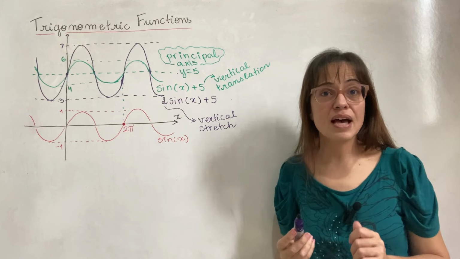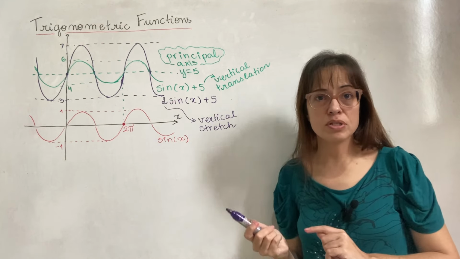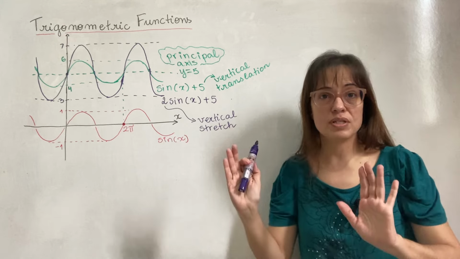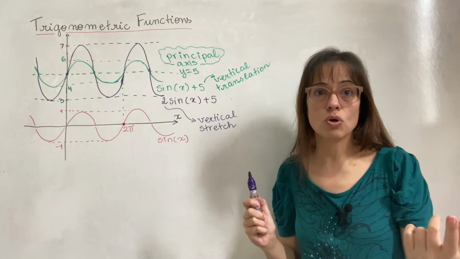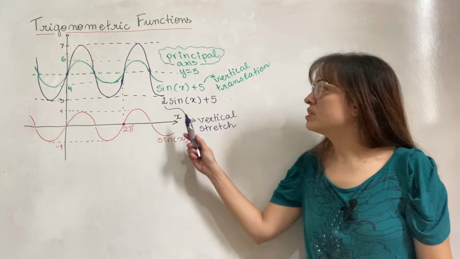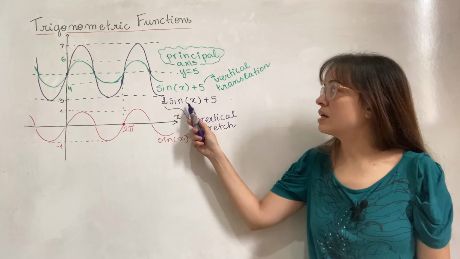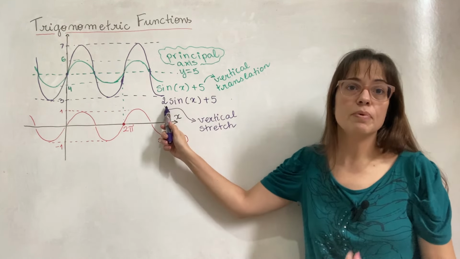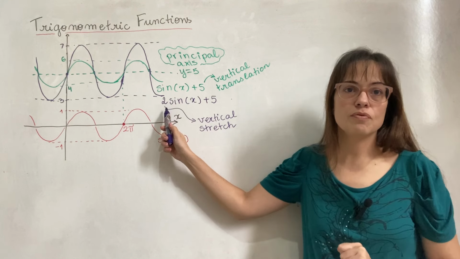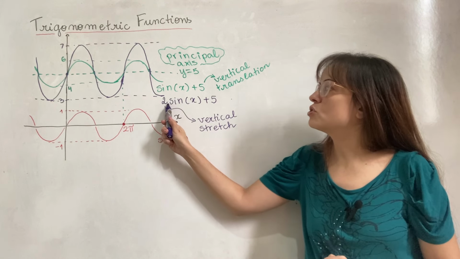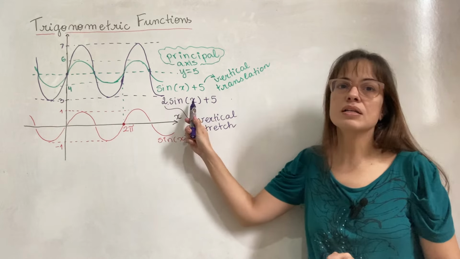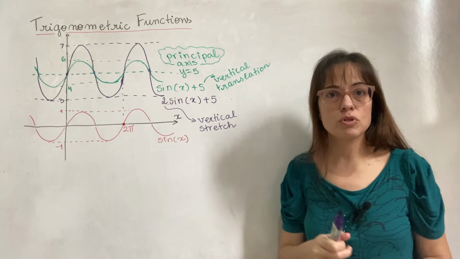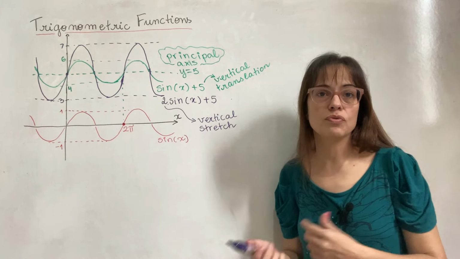But the thing is that even though I talked about the vertical translation first and then I talked about the vertical stretch, what's happening when you say 2 sine x + 5 is that the vertical stretch is the one that's happening first. That's because of the order of operations, because it's 2 times sine of x and then +5. So multiplication has priority over addition.